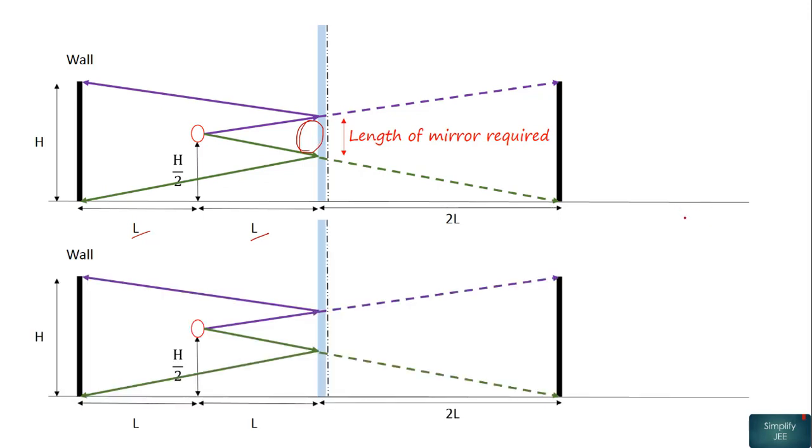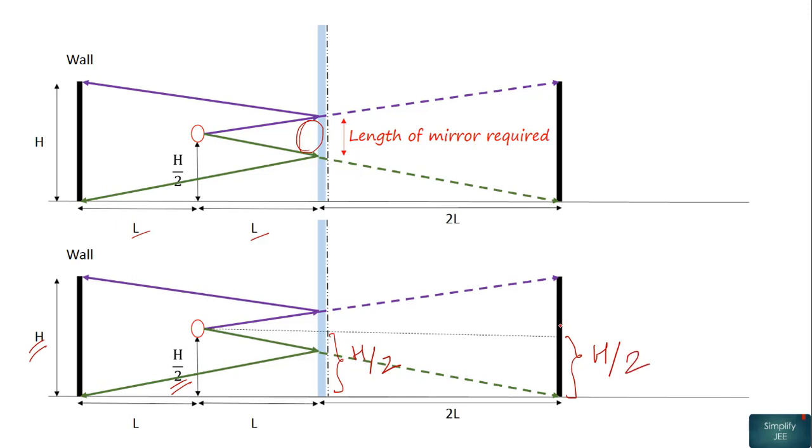Now let's drop a perpendicular from the observer to the mirror and extend it to the image. Here we can see that as the observer height is h by 2 and the wall is of height h, hence this perpendicular dropped to the mirror will be at a height of h by 2. The image will also be parallel to the mirror, hence this height here will also be h by 2.